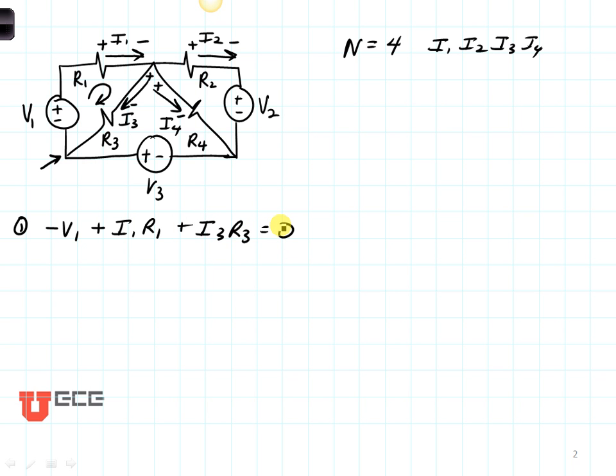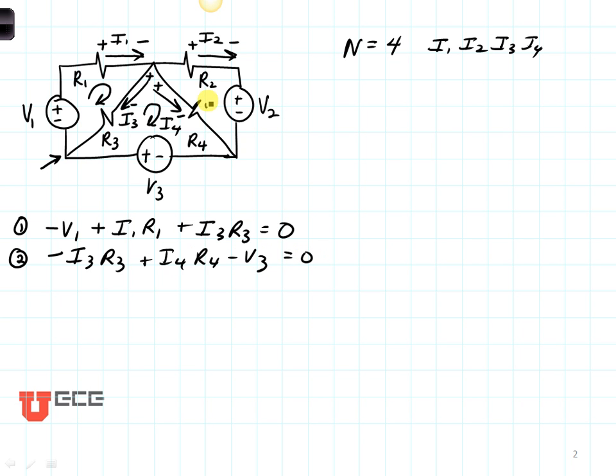Now let's do another loop. Each new loop has to pick up some additional elements. This loop is going to pick up R4 and V3. So loop number 2, let's start in the same place, and I'm going up through I3, so it's minus I3 R3 plus I4 R4 minus V3 is equal to 0.